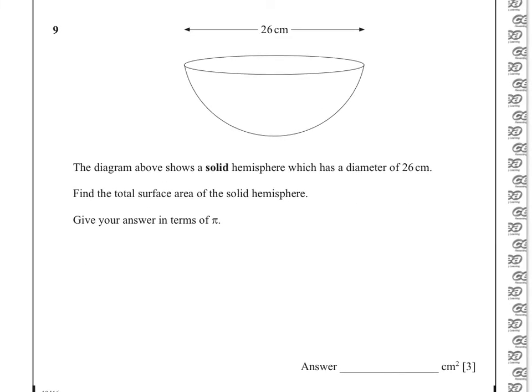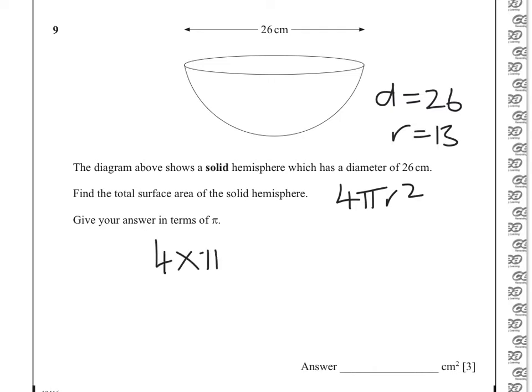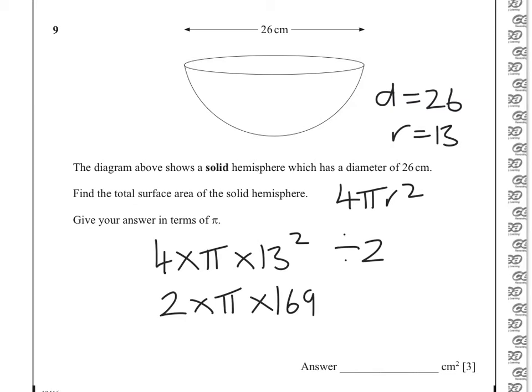Question 9. Diameter of 26. Surface area, we'll go to the formula sheet. And surface area of a sphere is 4 pi r squared. 26 is the diameter, which means that the radius is 13. So we want 4 times pi times 13 squared, and we're going to divide that by 2. 4 divided by 2 is 2, and 13 squared is 169.